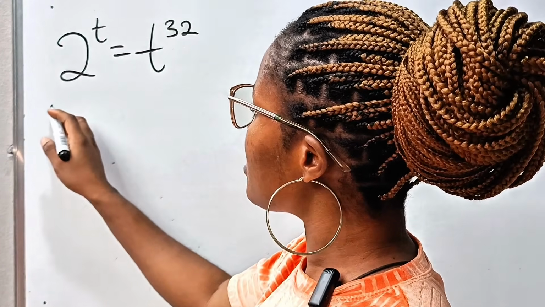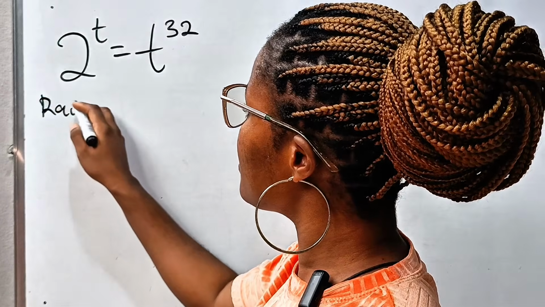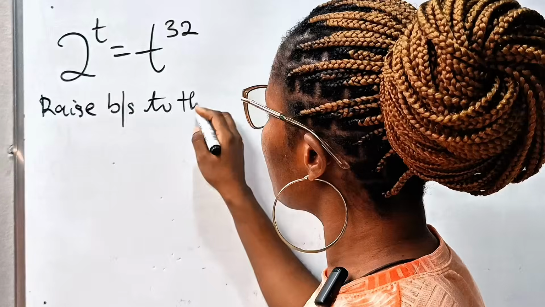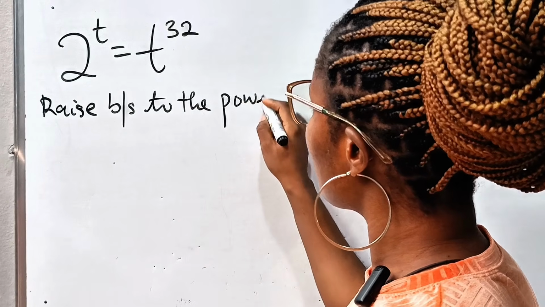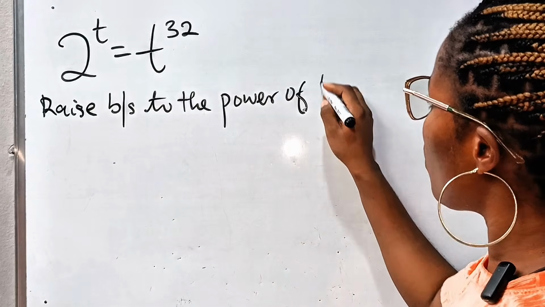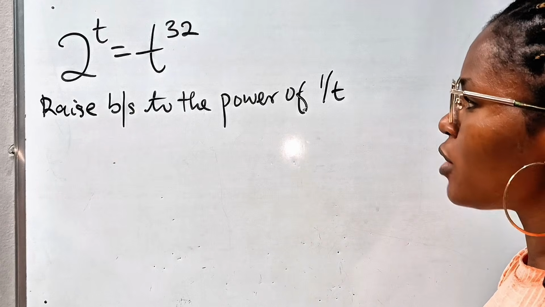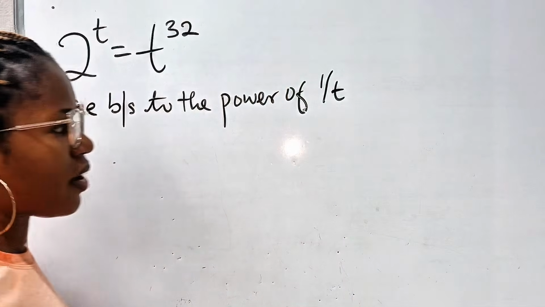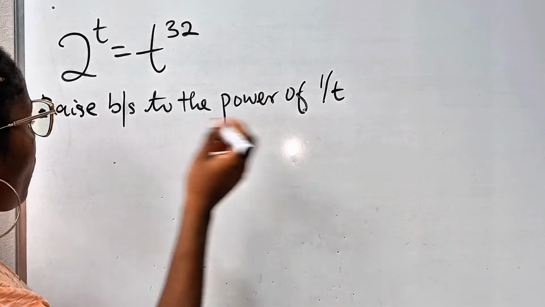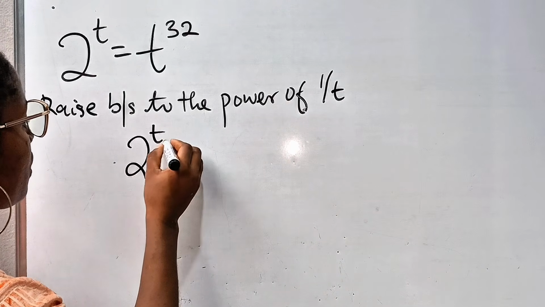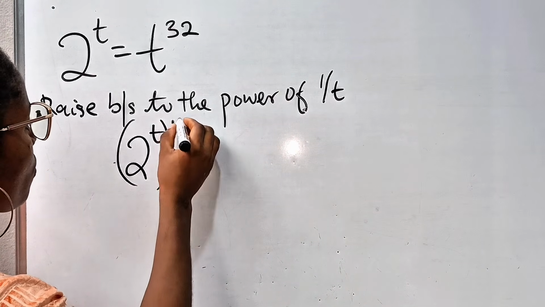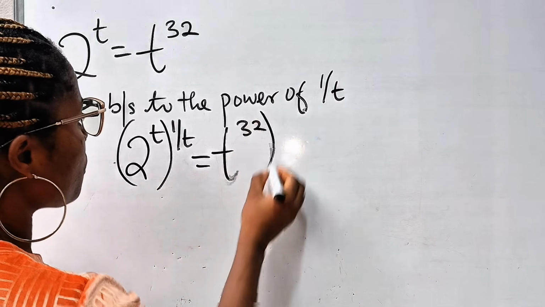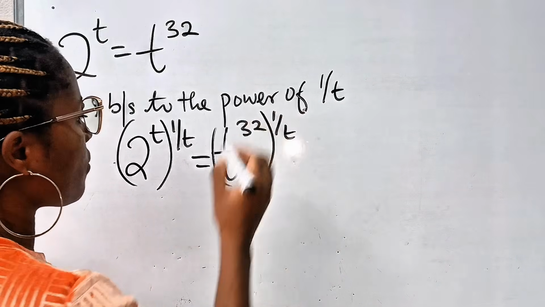The only way to do that is to raise both sides to the power of 1 over t. So we're going to raise both sides to the power of 1 over t. So we're going to have 2 to the power of t raised to the power of 1 over t is equal to t to the power of 32 raised to the power of 1 over t.